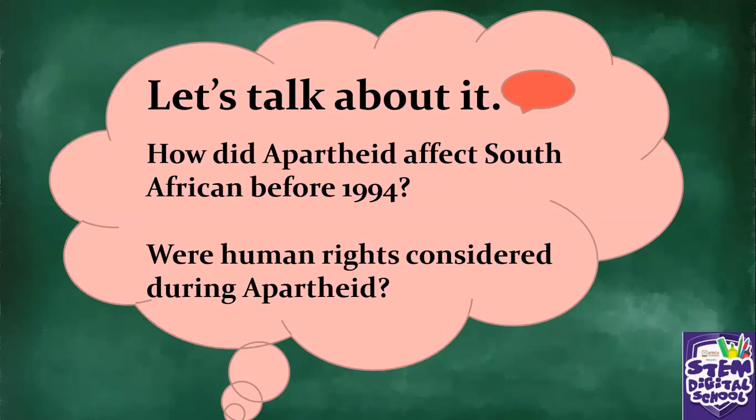Now, another question. Were human rights considered during apartheid? What do you think? The apartheid government, the National Party, did they ever think about the human rights of people? Certainly not. They didn't, because they were discriminating against people, treating them unfairly. So they did not consider human rights for people.